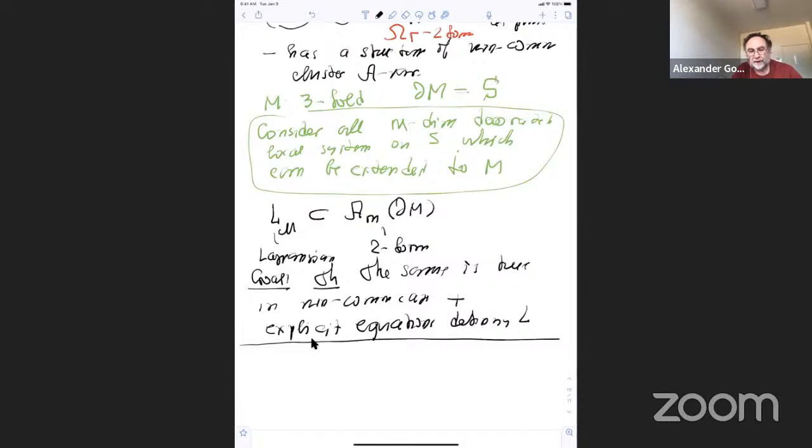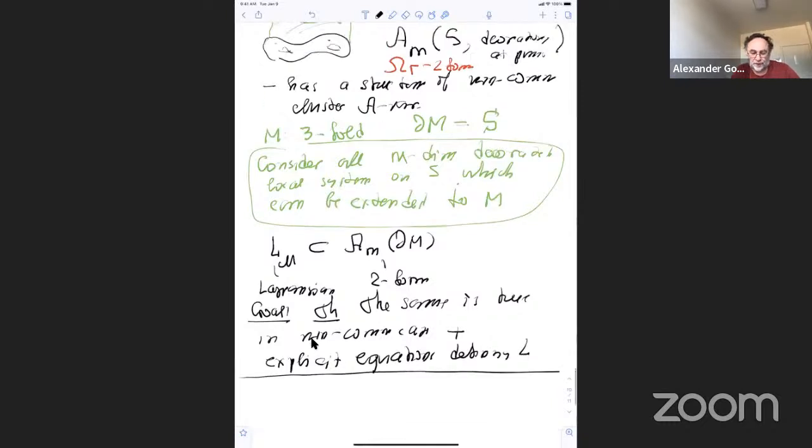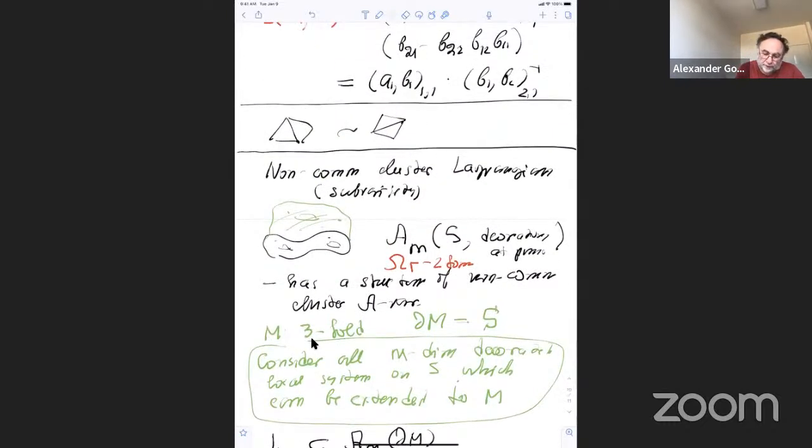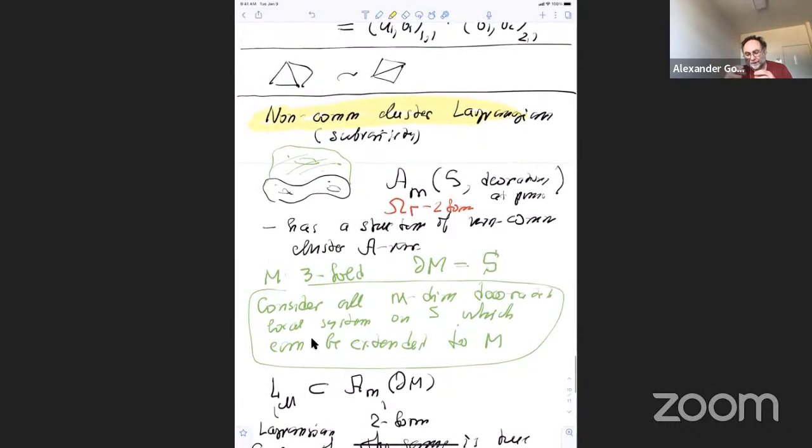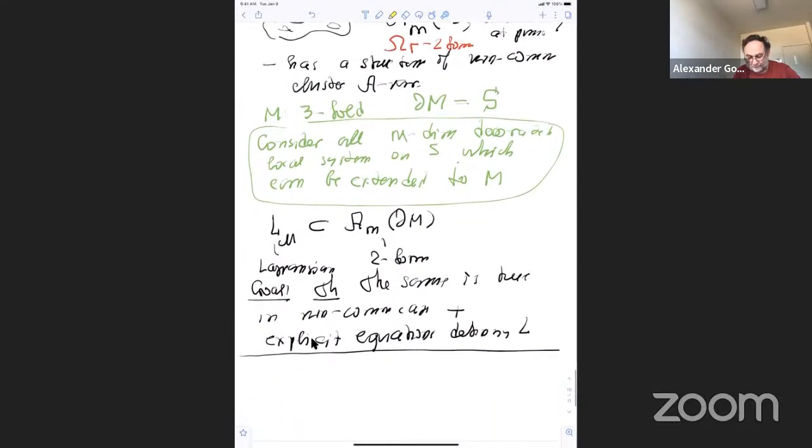In order to do this, I have to give you some device which produces lots of Lagrangian varieties, which are non-commutative Lagrangian varieties, and actually non-commutative cluster Lagrangian varieties. So I wanted to have lots of examples like that. And this setup, when you have a threefold and a surface on the boundary and consider connections which extend inside, this is a possibility, but it's better to do it in a more general setup.